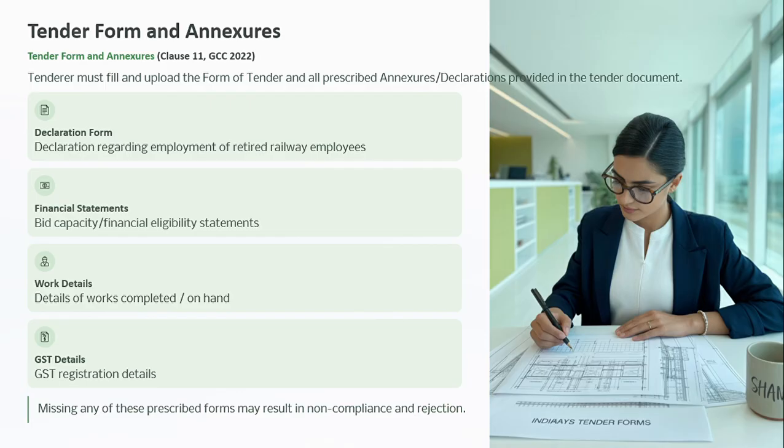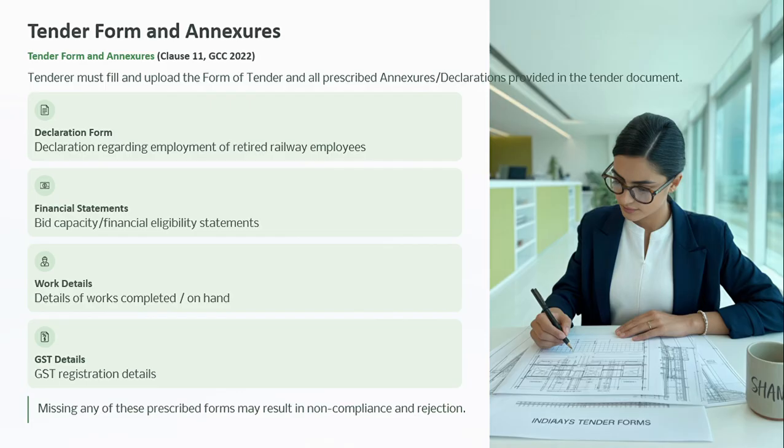Tender form and annexures. The tenderer must fill and upload the form of tender and all prescribed annexure declarations provided in the tender documents. Declaration form, declaration regarding employment of retired railway employees: if it is asked, it is not a mandatory document. Financial statement, bid: if it is asked, then it can be mandated, otherwise it's not.